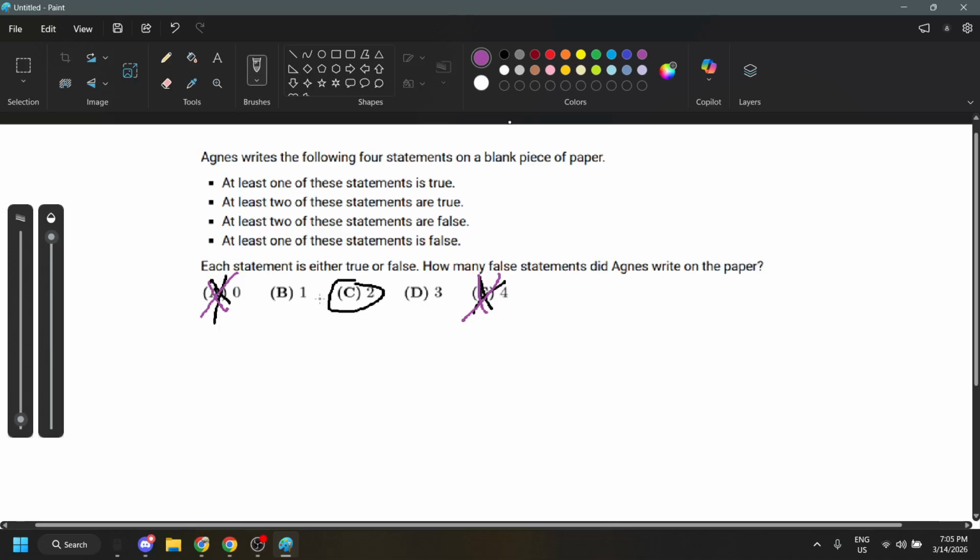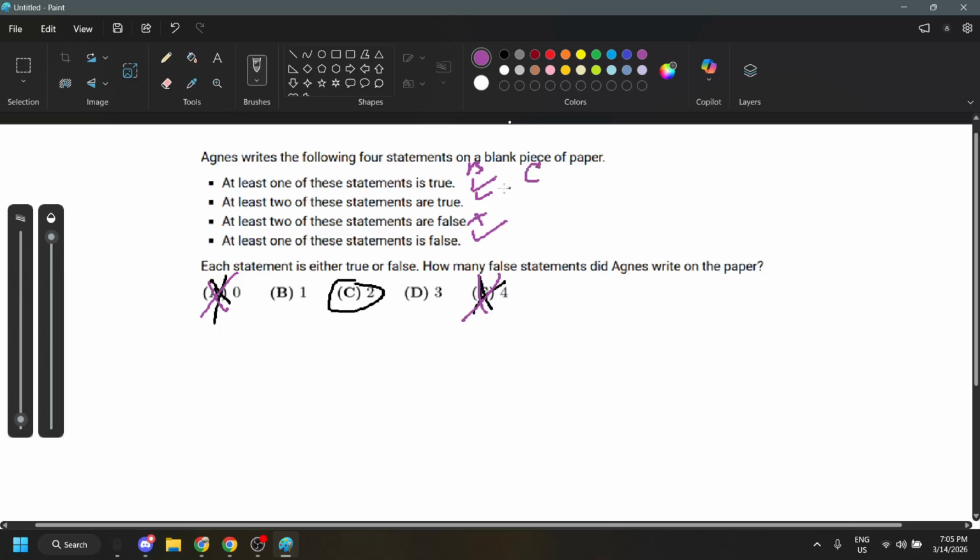Now let's look at B. So B is saying that there's one false statement. So one of these statements is false. Okay. So if there's one false statement, at least one of these statements is true. If we're at B, that's possible. At least two of these statements are true. Yeah, these two can be true. At least two of these statements are false. No, because there's only one statement that's false. At least one of these statements is false. Yes, so that makes sense.